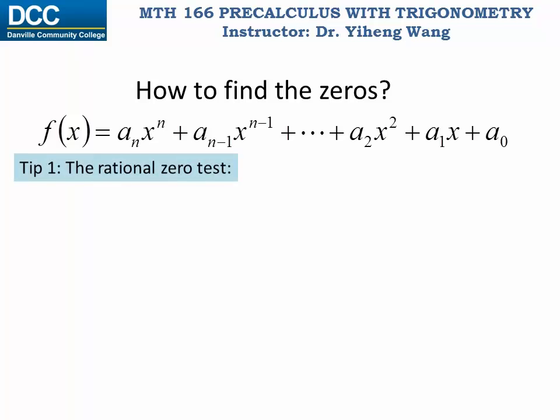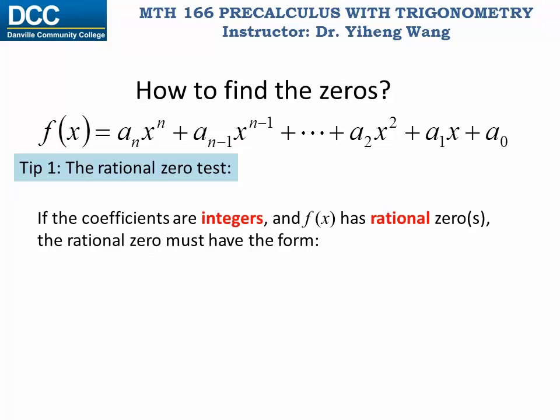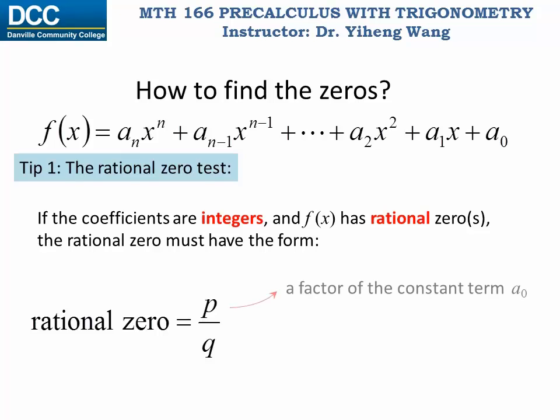One of the tips is the rational zero test, which means that for this polynomial function, if all of its coefficients are integers, positive or negative or 0, and if this function has rational zeros, then the rational zero must have the form of p over q. Here, p is a factor of the constant term a0, and q is a factor of the leading coefficient an. And by the way, as you probably already know, the polynomial function could have irrational zeros and even imaginary zeros. But this only works for rational zeros.